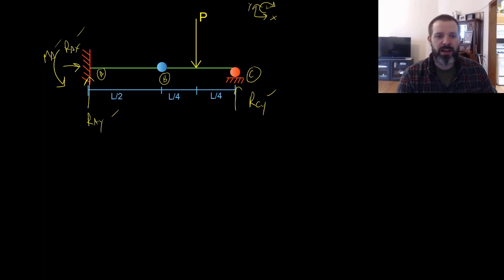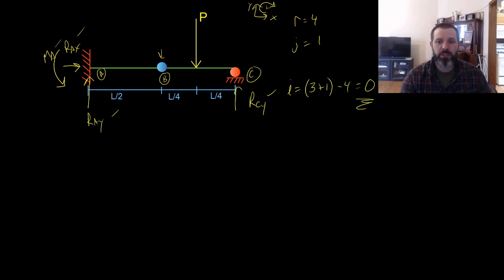But we have the internal release hinge in the middle. If we go through our equation here, we'll find that R equals 4, J equals 1. If we do I is equal to 3 plus 1 minus 4, we'll find that this equals 0, and it's determinate. But it's only determinate if we take into account that internal release. Now, in order to take account of anything internal, we need to do a section cut. So that's what we're going to do.